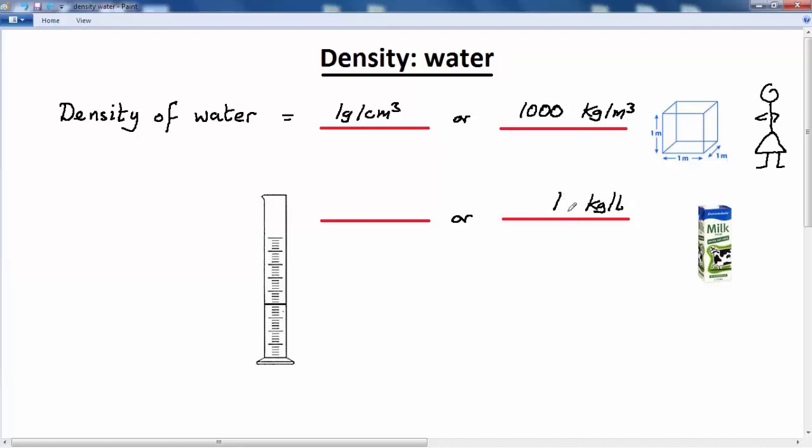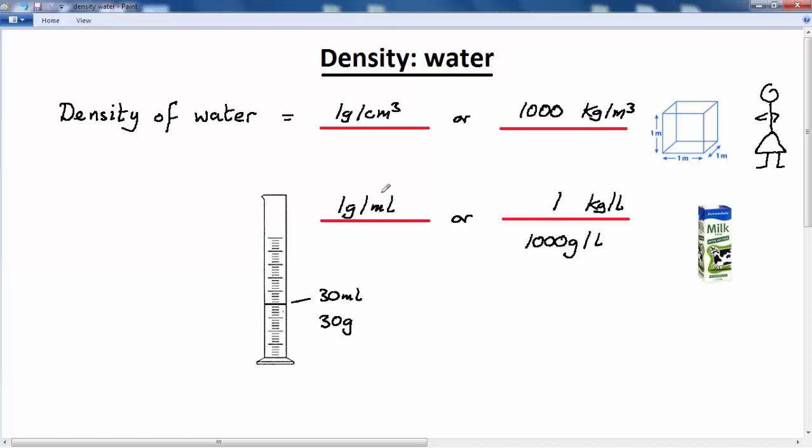Okay, so if you think about this for a minute, that's 1,000 grams in a litre. And since there are 1,000 millilitres in 1 litre, then we can write the density of water as 1 gram per millilitre. So for example, if I have 30 millilitres of water in this measuring cylinder, then I know that that water will weigh exactly 30 grams.